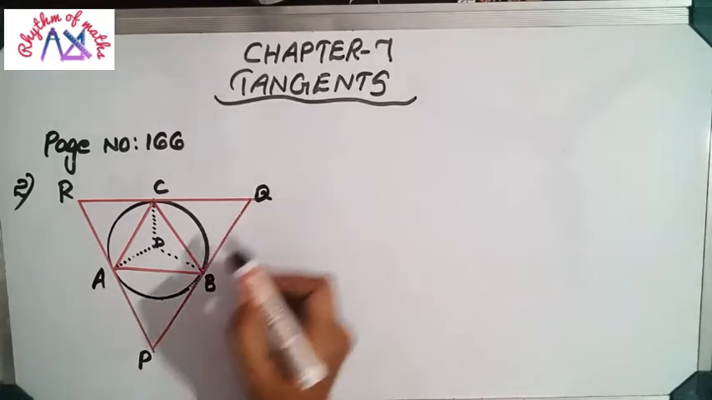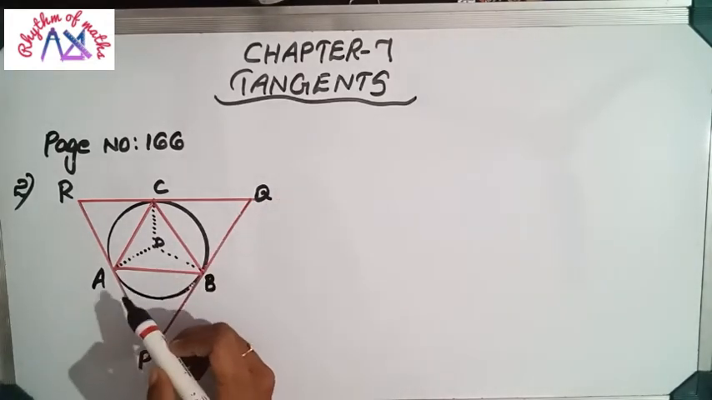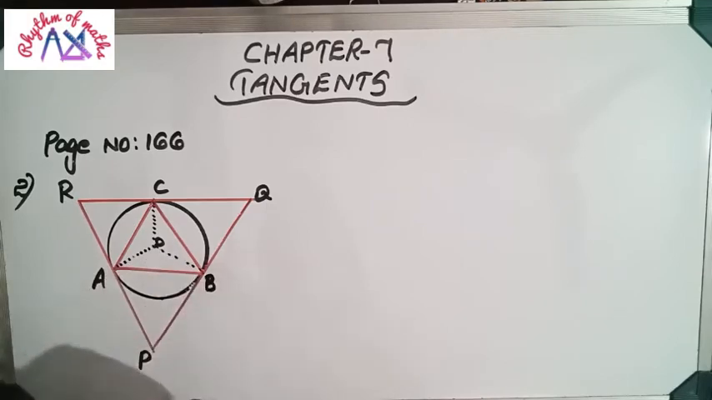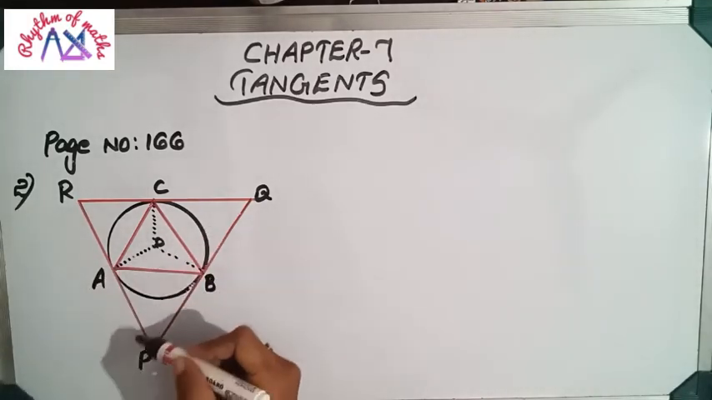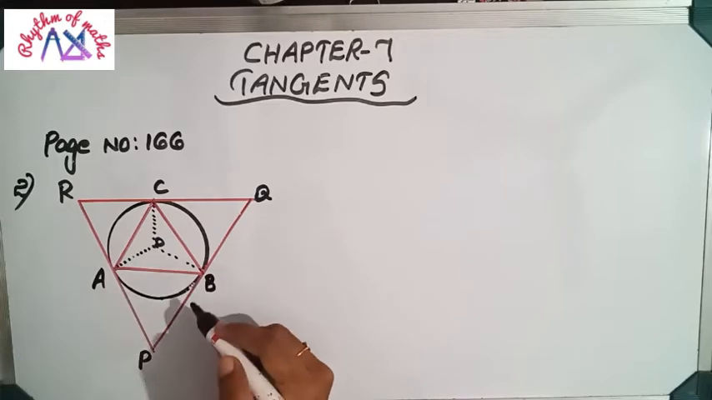Now here let's consider triangle AOB. As it is an equilateral triangle, we know all the angles are what? 60 degrees.